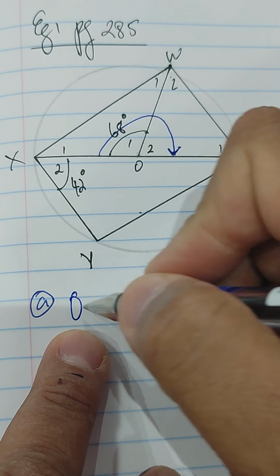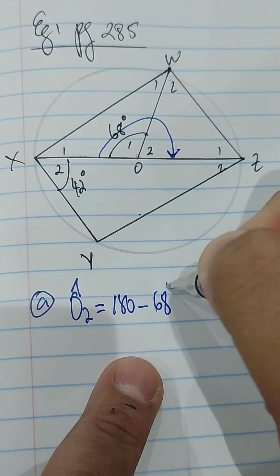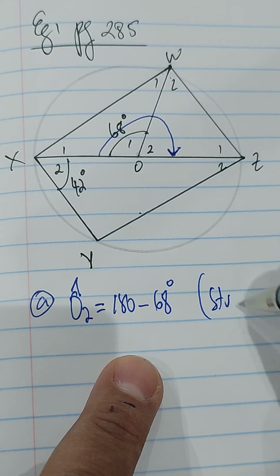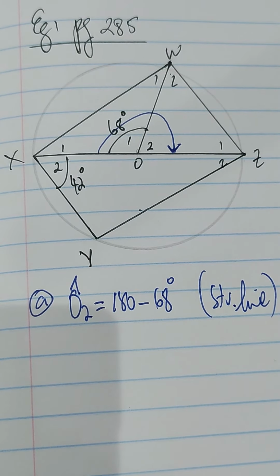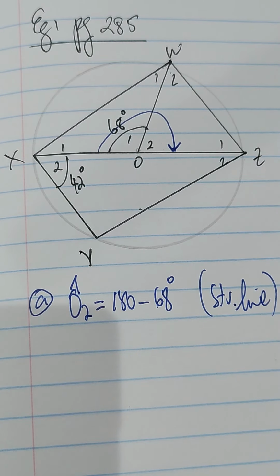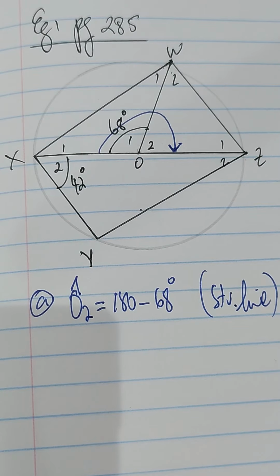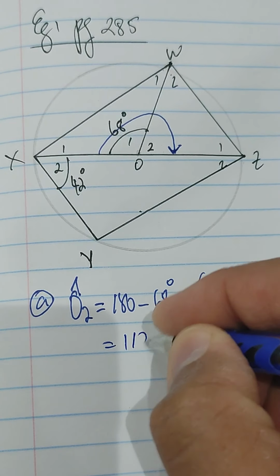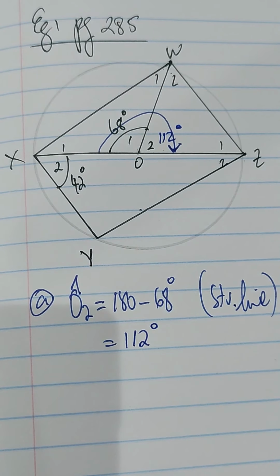So we first say that angle O2 is equal to 180 minus 68. Okay, so it's angles in a straight line. Okay, so 180 minus 68 is going to give you 112. 180. Yes, it's 112. So that's going to simply be 112 degrees.